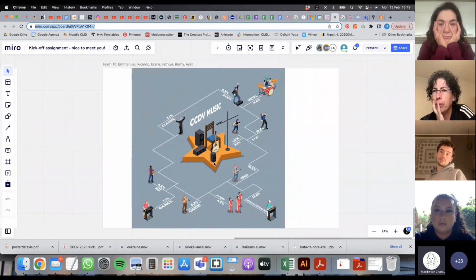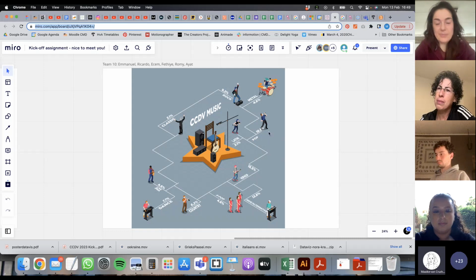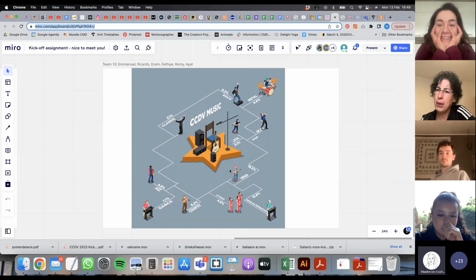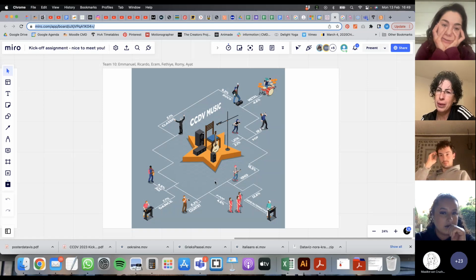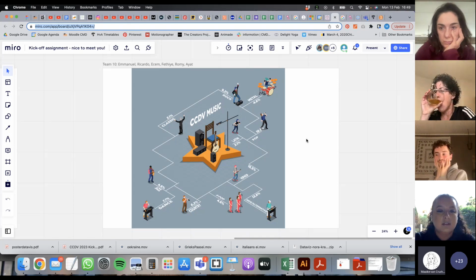Okay, and then we come to the last one. It's an isometric drawing, really, really well done as well. It almost looks like a hunt or scavenger hunt or a route that you can walk. So is there someone from the team who can explain a little bit how this came to be?